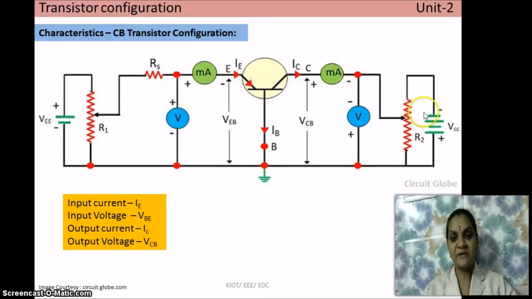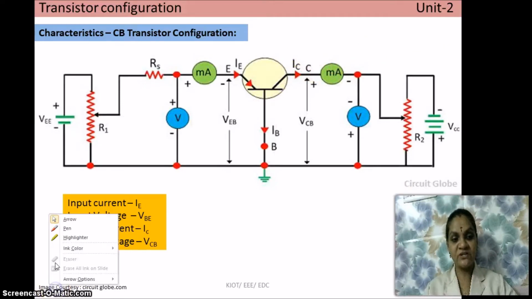Similarly on this side, this is a PNP transistor. So in a PNP transistor, the collector current is flowing away from the terminal. So current is flowing in this direction. The entering is positive, leaving is negative.